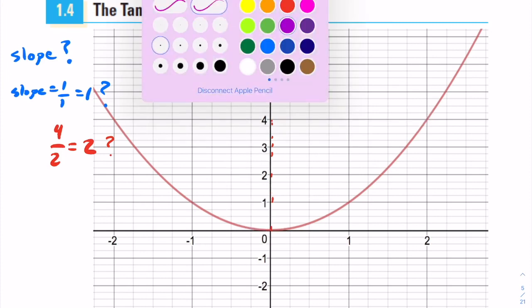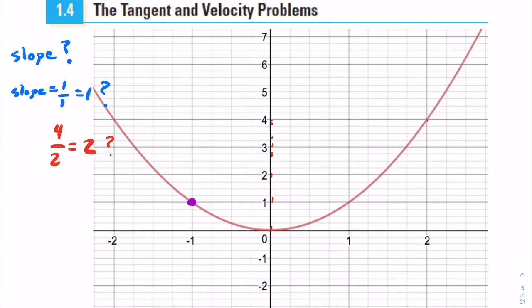What if I picked this point here and this point here? That looks like I'm rising 3 units and I'm running 3 units. Okay, well 3 over 3 is 1. Okay, let's try one more.